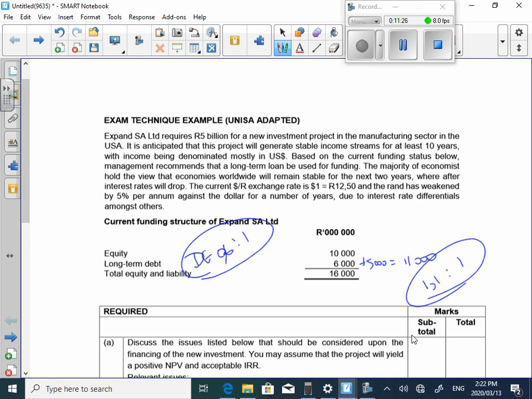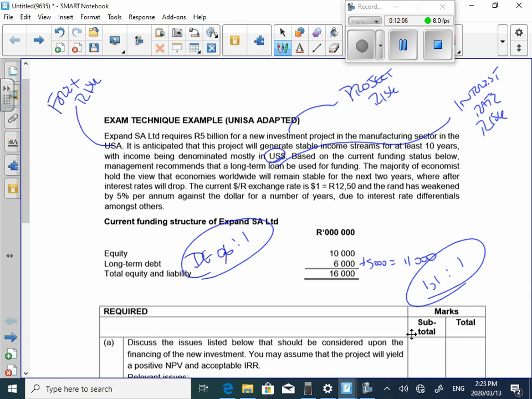So let's read again. It says, Expand SA Limited requires 5 billion for a new investment project. There's project risk attached onto that, because we've got a risk of a new product itself. Okay, it's anticipated will generate stable income streams for the next 10 years in the USA. So there is forex risk. Okay, mostly denominated in US dollars. Based on the current funding status, I recommend a long-term loan to be used. There is interest rate risk built into the question itself, because it's okay in the US as well. There is country risk attached onto it.